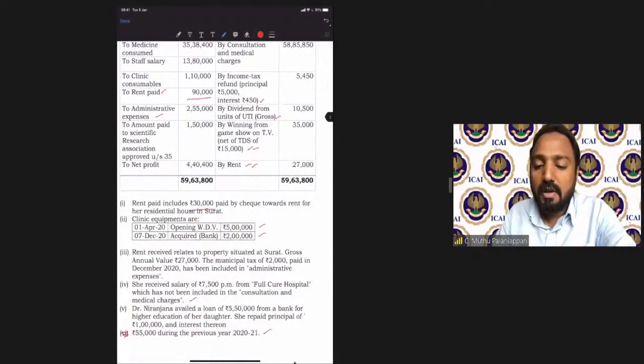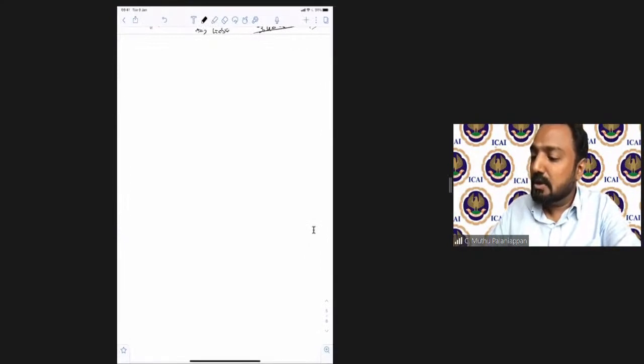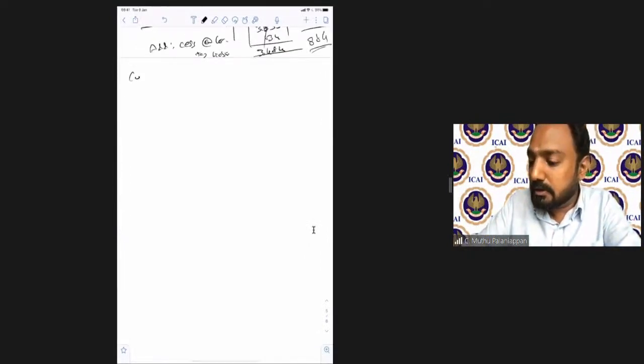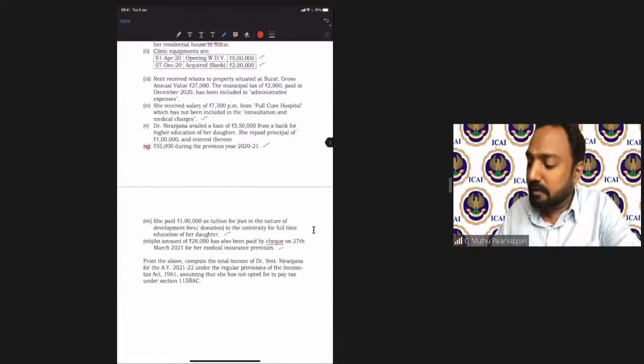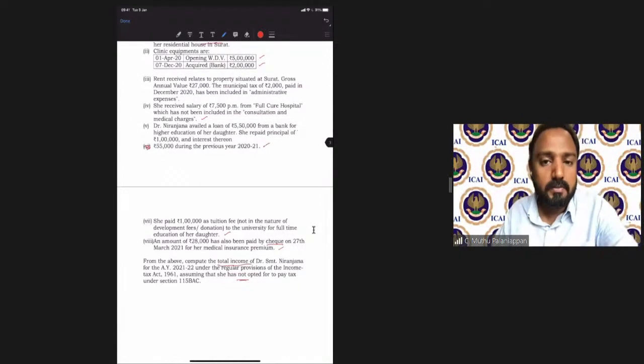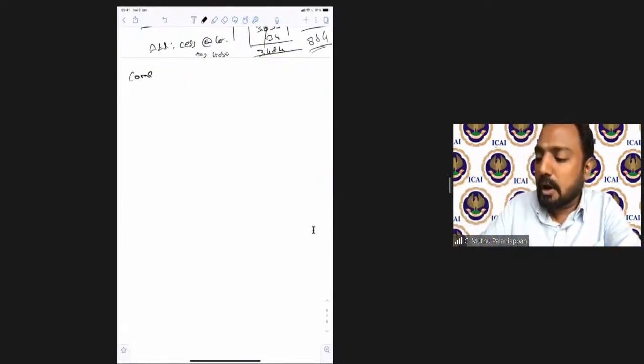We are going to work out in the order of the problem, right? So we are going to work in the order of whatever question we are talking about. So the first thing is about salary, right? So 7,500 per month. So we'll go here. Before that, we also have to understand what exactly we need to do. We need to compute the total income of Dr. Srimati Niranjana for the assessment year 2021. So we need to compute the total income under the regular provisions, assuming that she has not opted to pay tax under section 115BAC. So I am not going to compute for 115BAC. Straight away, I'm going to compute only regular provisions. Now we can go into the problem. So I'm only going to compute normal income.